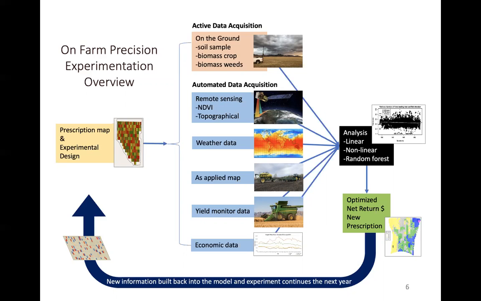So once we have that, then we can go back. You can see this blue arrow along the bottom. We go back with this new idea, this new optimization model of what the field would be best optimized for that input, and we put that in as a new prescription map for the following year and continue the experiment along. And that's the crucial part, that this doesn't occur just once, but this occurs year over year, so that we start to really understand how this field works as a system and how we can efficiently manage it.